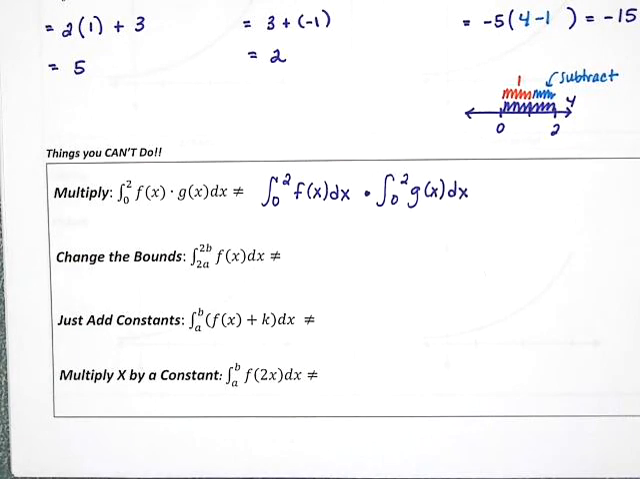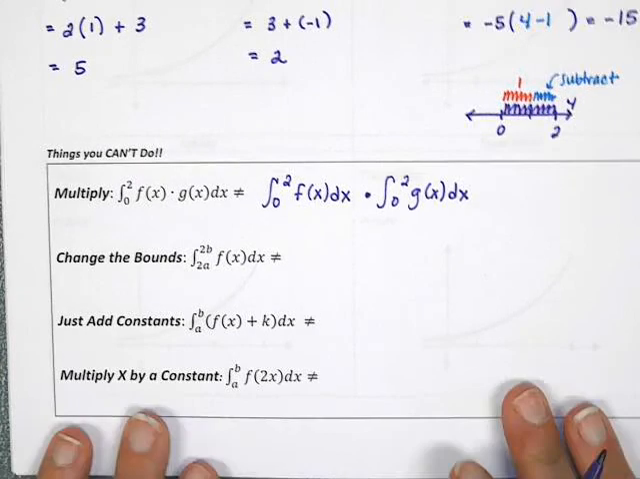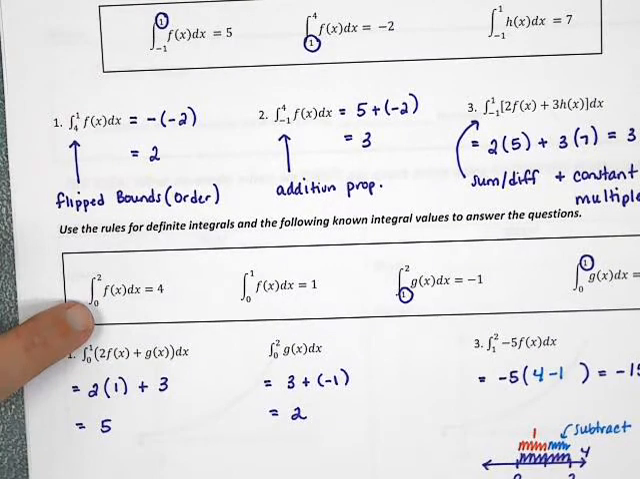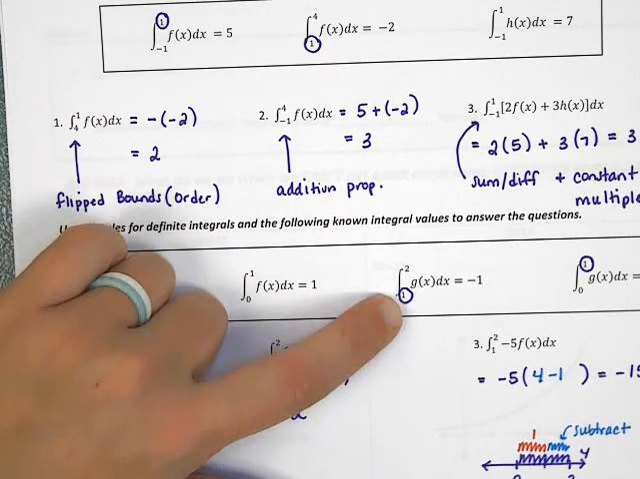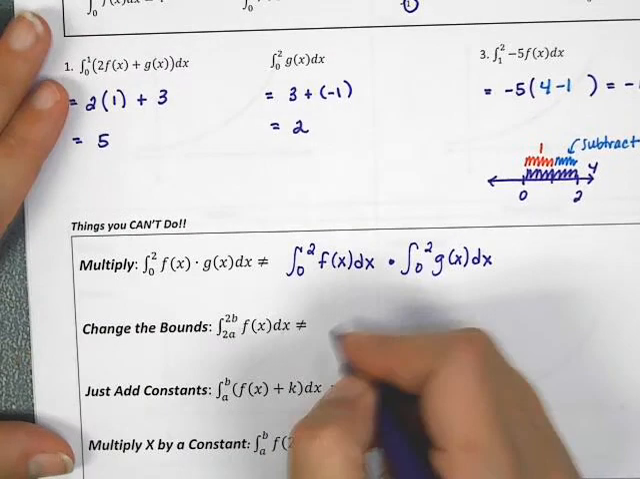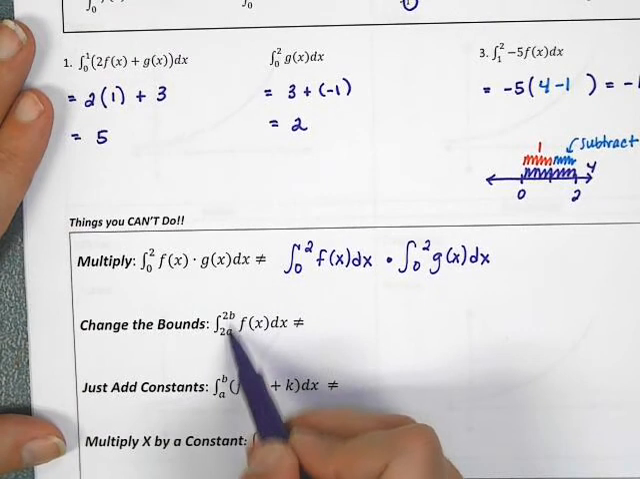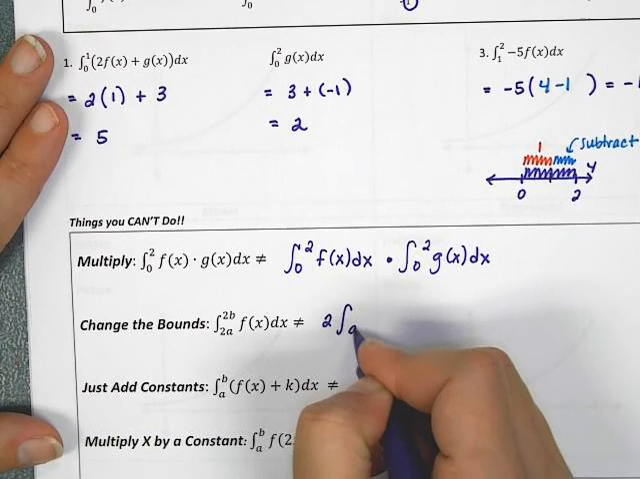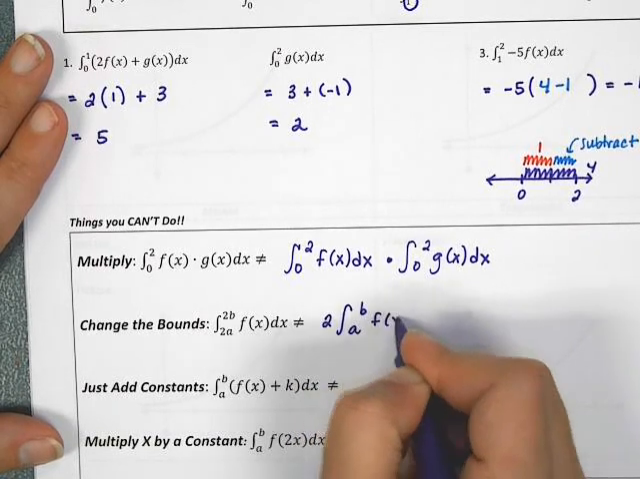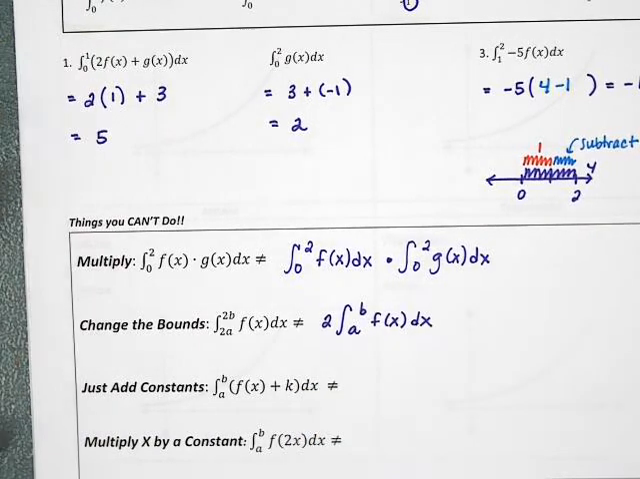You cannot just change the bounds. Let's say I wanted to know in this problem the integral from 2 to 4, where I just doubled both of these numbers. That would not be okay. Just doubling both of these numbers is not the same thing as doubling the integral. So you can't just double the bounds. That's not allowed. You can't multiply the bounds by 3. You can't change the bounds that are there.